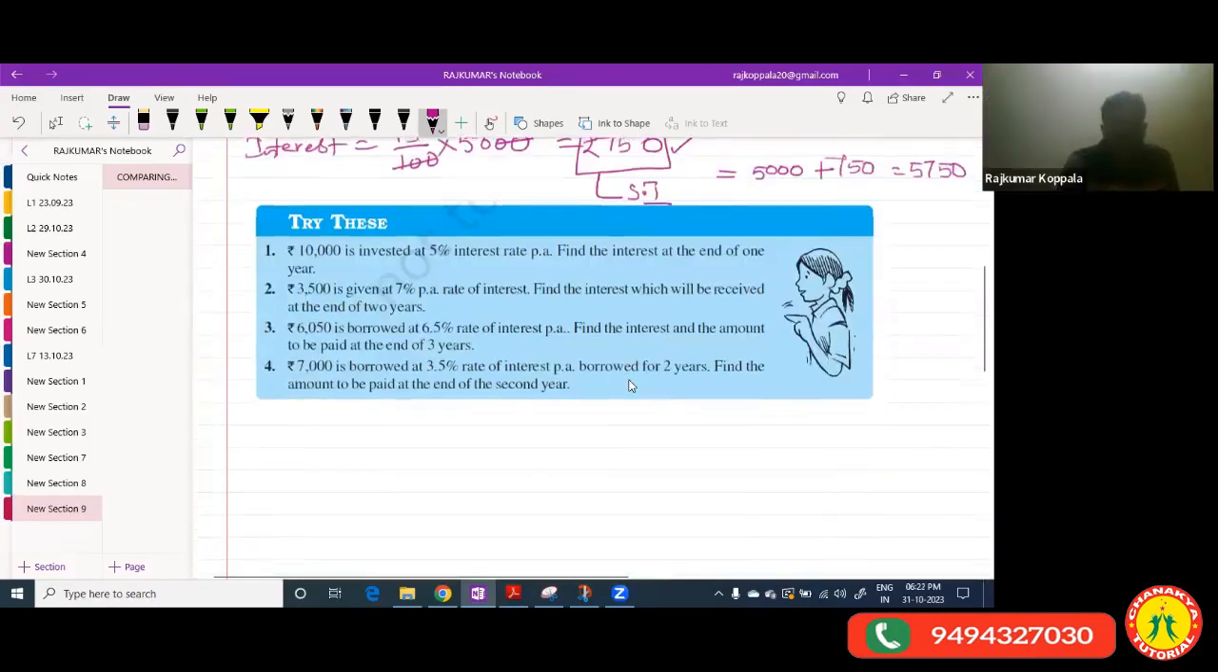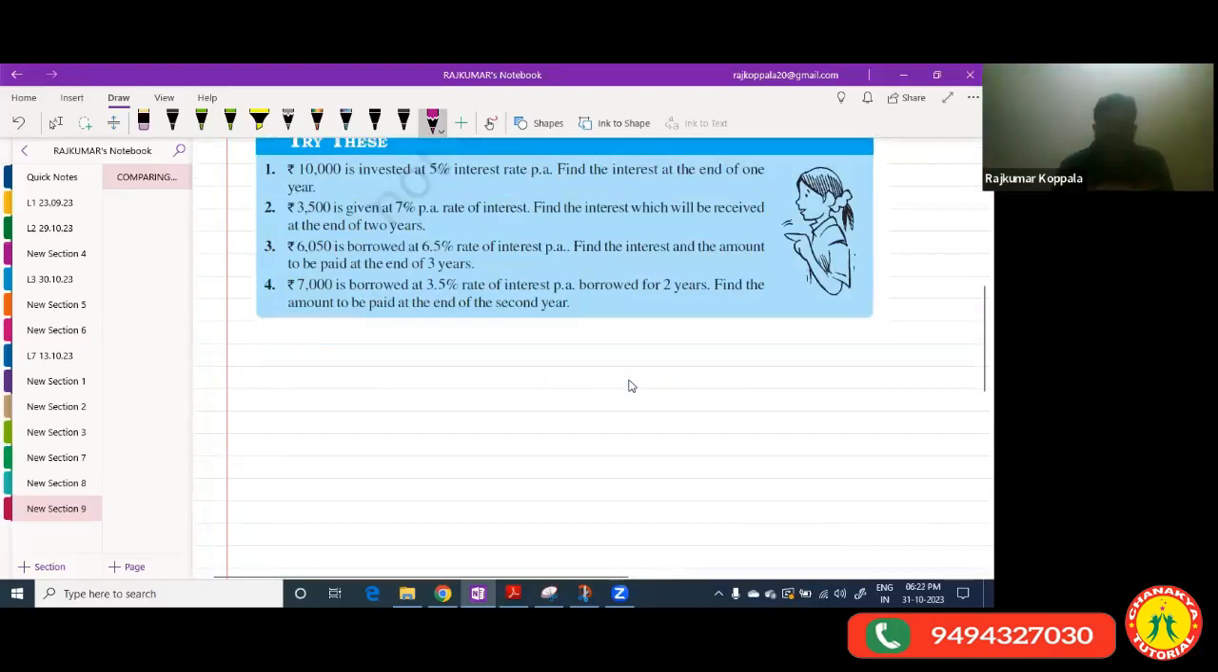Now we will see the problems. First question: 10,000 rupees is invested at 5% rate of interest per annum. PA means per annum. Annum means year, per year, for 1 year. Find the interest at the end of 1 year.